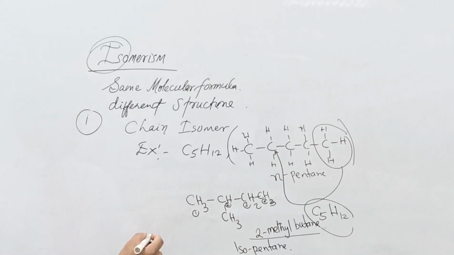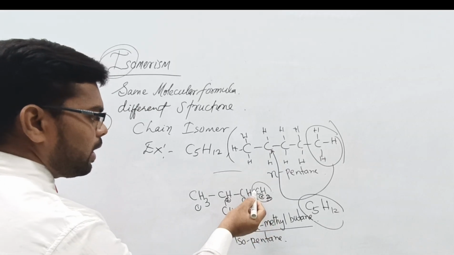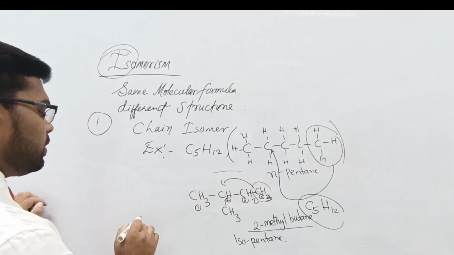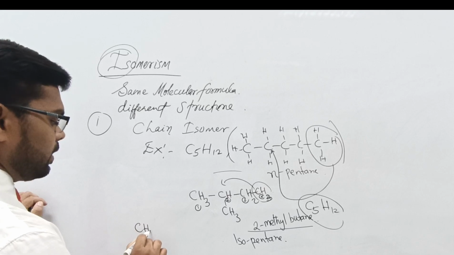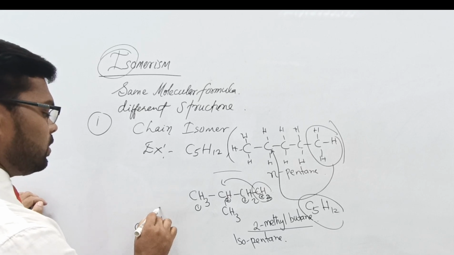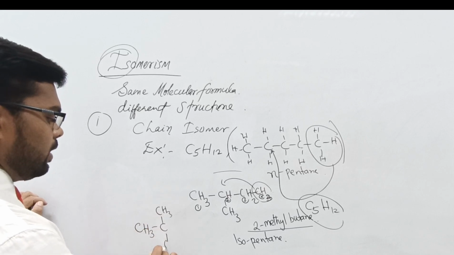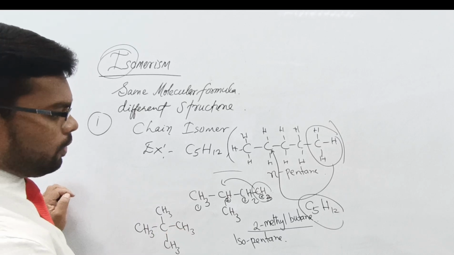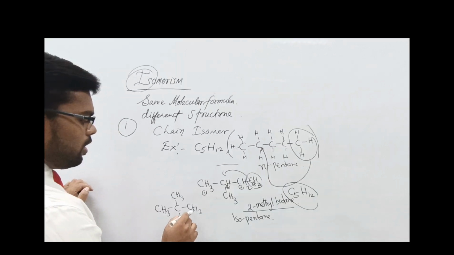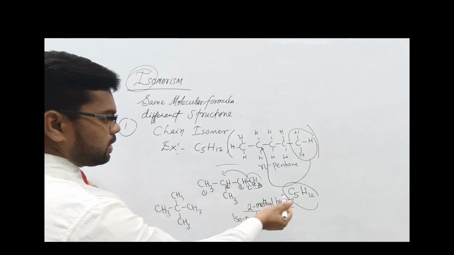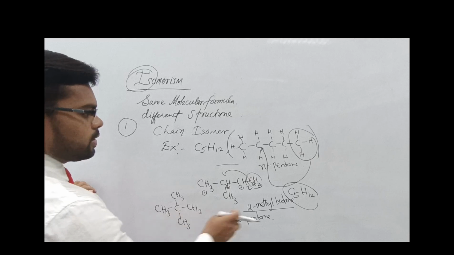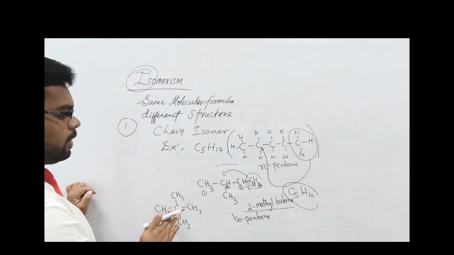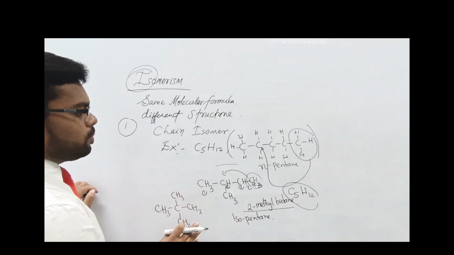Now this CH3 group, again you attach to the second carbon. That means it will look like this: CH3 attached here, one CH3 group here, and this is one CH3. Look at the structure formula here. How many carbons are there? Same 5 carbons. How many hydrogens? Same 12 hydrogens. However, the name of this organic compound will be different.